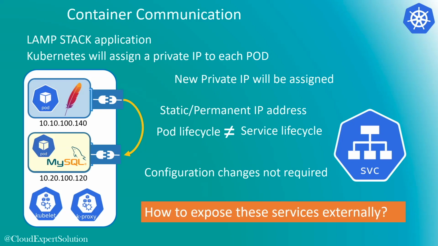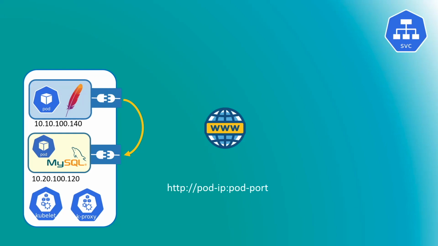Now you must be thinking how to expose these services externally, since these are all private IP addresses. How can I access my containers from the internet? To communicate with internet traffic, I'll use something like http:// then the IP address and the pod port. Now, if I want to establish communication with my front-end pod or the Apache pod, my front-end pod URL should look like 10.10.100.140, that is the IP address, and 8080 is the port for Apache. Using this URL, I'll be able to establish communication from the internet to my front-end pod.